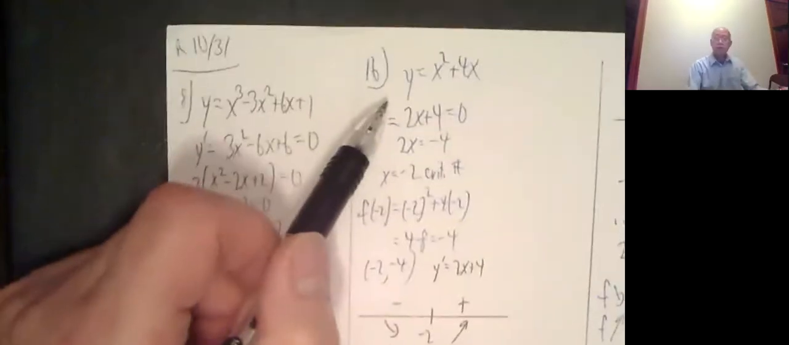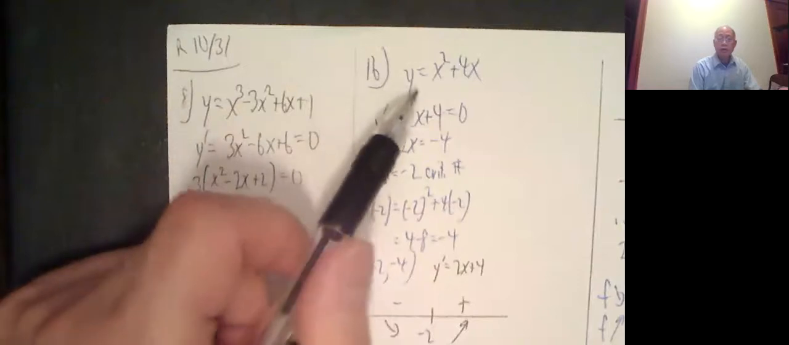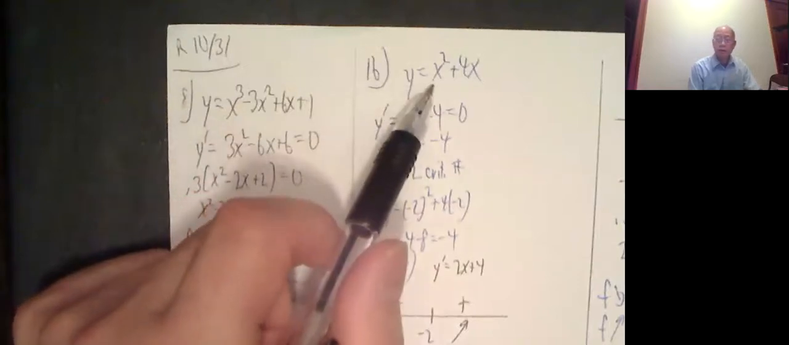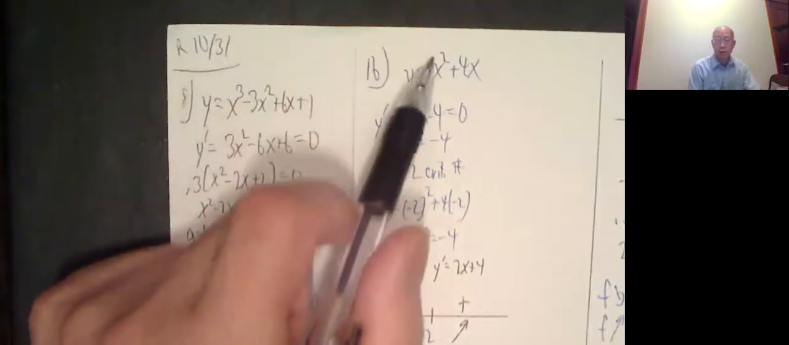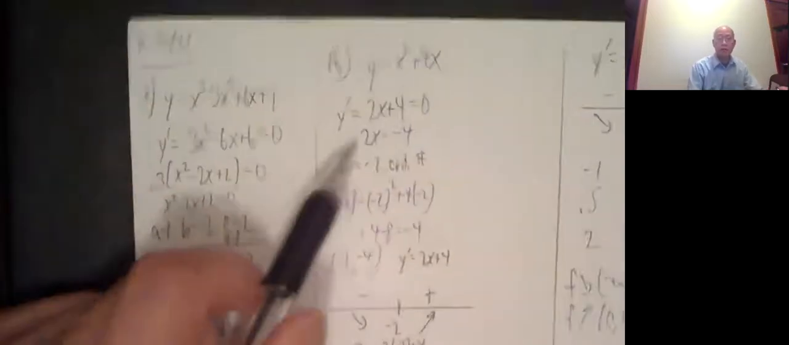Okay, 16, I'll do in more detail. Y equals x squared plus 4x. Now, you might recall from your algebra that that looks like a parabola opening upward. Okay, and that's verified by our final answer, but we'll get to that.